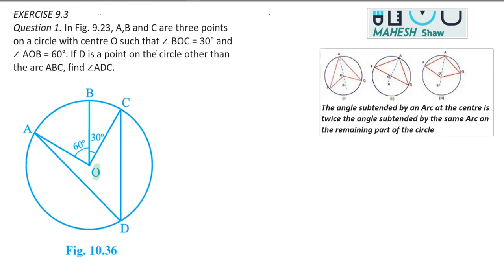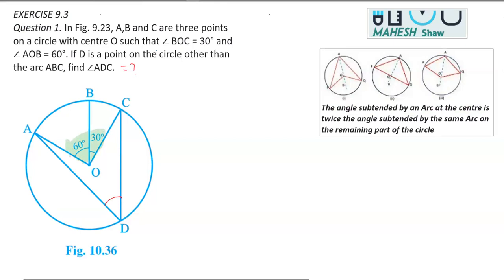Now, what we have to calculate here in this question is the value of this angle, that is angle ADC. This is what we have to calculate, angle ADC. Now, what we can do here is first of all, we'll get the value of this whole angle BOC. As you can see, it is 30 plus 60, that is 90.